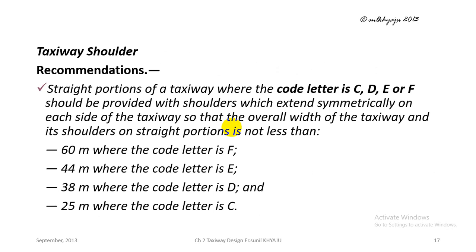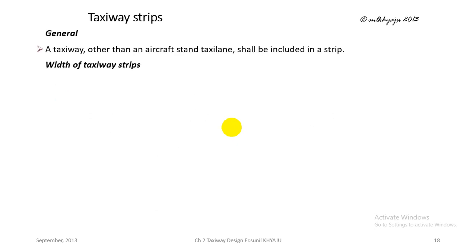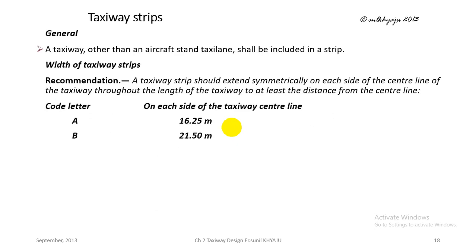Taxiway shoulder. ICAO recommends 60 meters for code letter F and similarly 25 meters for code letter C. Taxiway strip. General. The taxiway, other than an aircraft stand taxilane, shall be included in a strip, and ICAO recommends the width of the strip from the centerline is 16.25 meters for code letter A, and similarly 57.5 meters for code letter F.